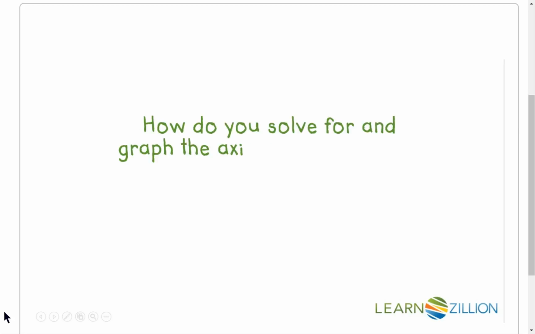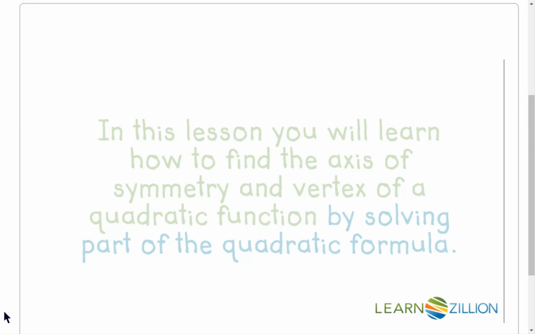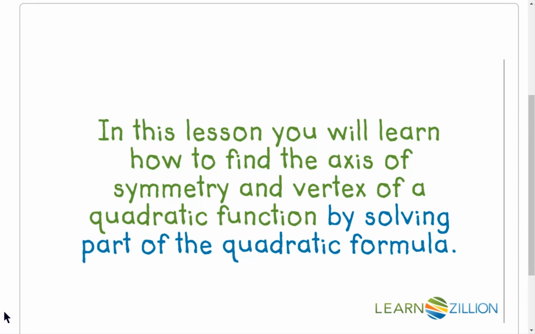How do you solve for and graph the axis of symmetry and the vertex of a quadratic function f of x is equal to x squared plus 2x minus 1? In this lesson, you will learn how to find the axis of symmetry and vertex of a quadratic function by solving part of the quadratic formula.